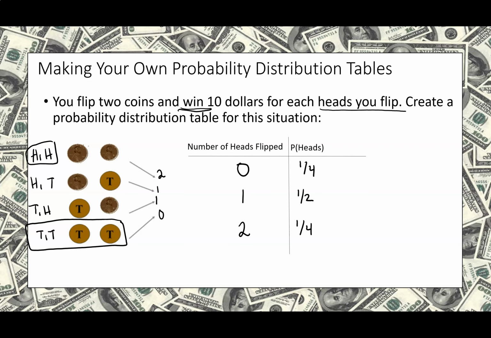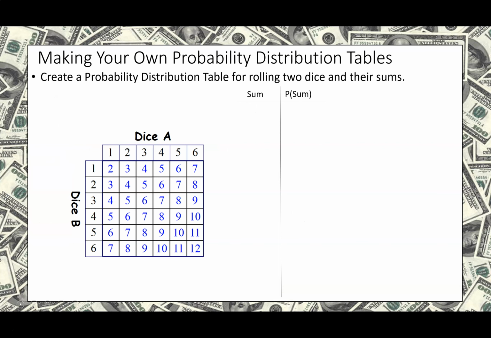All right, let's move forward. Create a probability distribution table for rolling 2 dice and their sums. Well, remember, this is asking us to list all possibilities. So what are all possible sums? Well, we've got 2, we've got 3, we've got 4, we've got 5, 6, 7, 8, 9, 10, 11, and 12. So those are all the possibilities.